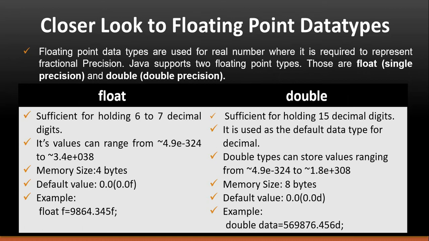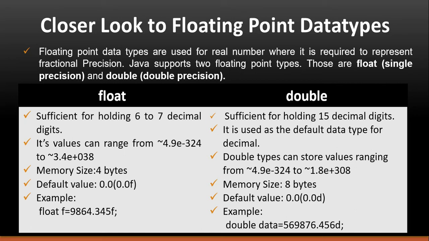Next type of data is floating point data, that is data with fractional values. Floating point data types are used for representing real number or a number which is having fractional precision. Java supports two floating data types. One is float, another is double. Float is also known as single precision data type and double is known as double precision data type.